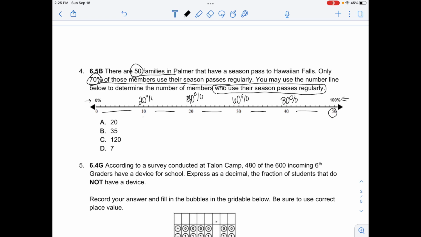Okay, so I'm looking for 70%. Well, what's halfway between 60 and 80? 70%. So we would have 70%. And what is halfway between 30 and 40? Well, that would be our 35. Okay, so 35 is our answer.